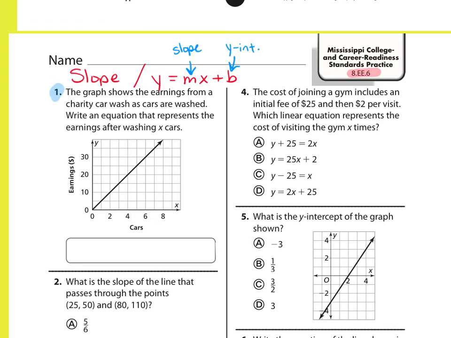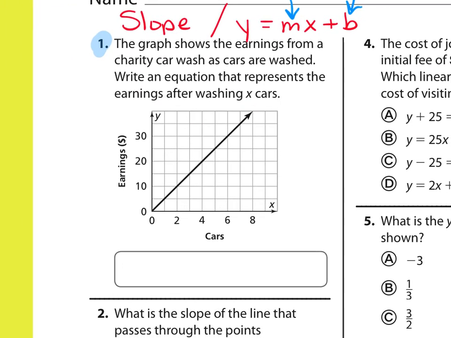Number 1, the graph shows the earnings from a charity car wash as cars are washed. Write an equation that represents the earnings after x cars are washed. So we have this line, and we want this line to fit y = mx + b. Let's look here and see where b is. b is the point where it crosses the y-axis, so b is 0. And then m is rise over run. If it's proportional, then it's actually going to be the earnings per 1 car.